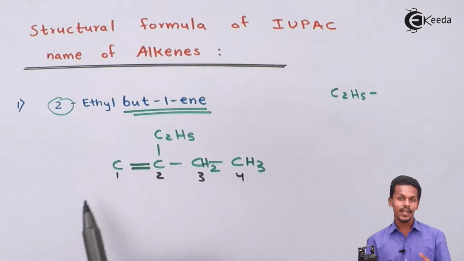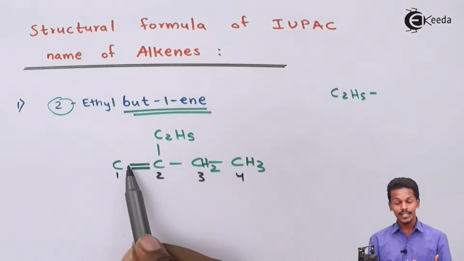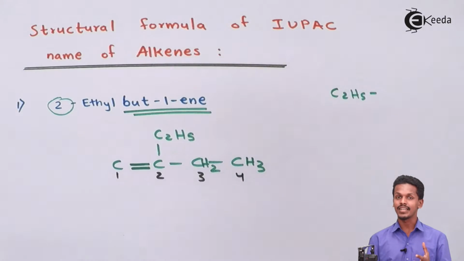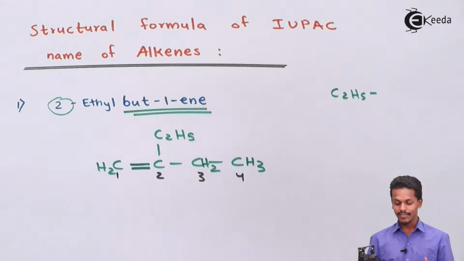Talking about the first carbon atom, it is attached with a double bond to another carbon atom, making its valency 2, but carbon has a valency of 4. So we have to fulfill the valency by adding hydrogen atoms. Therefore this is how I have added CH2.